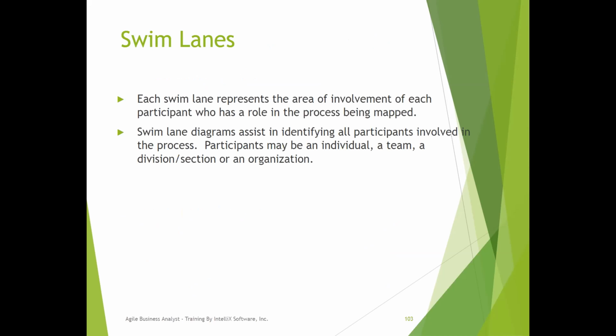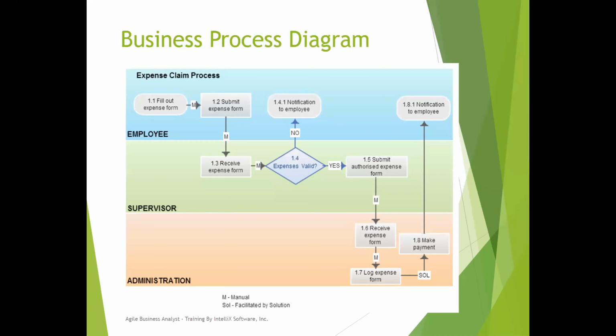The other aspect of business processes is swim lanes, right? Swim lanes are typically used to represent a specific user or user segment or a specific area of involvement within the process. And we'll utilize that also as we go through it, okay? The swim lane diagrams talk about how the different participants influence the process or perform the tasks needed in the process, okay?